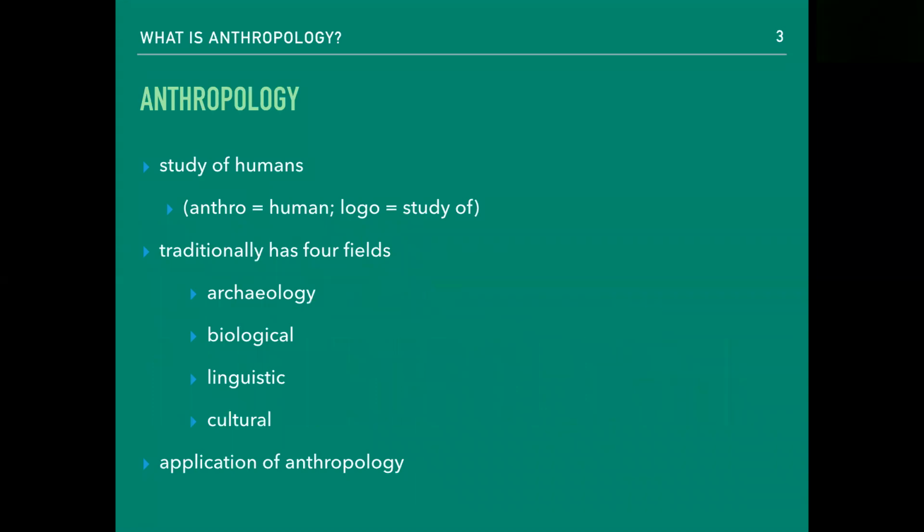Anthropology literally stands for the study of humans. Traditionally, there are four fields of anthropology: archaeology, biological anthropology, linguistics, and cultural. And increasingly, there's a field of applied anthropology, which is the use of anthropology within different organizations or within the everyday.